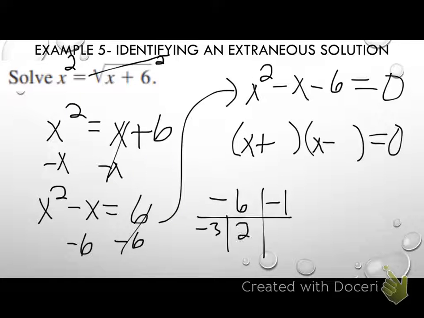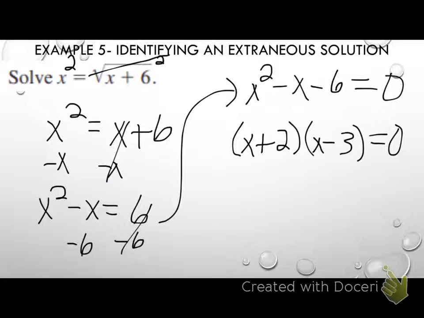-3 and 2. What's -3 plus 2? -1. Are those the two numbers I want? Yeah, they are. Good guess. So I get x plus what? 2. X minus 3. And there's my quadratic factored. Factored form of my quadratic. Everyone okay with that?